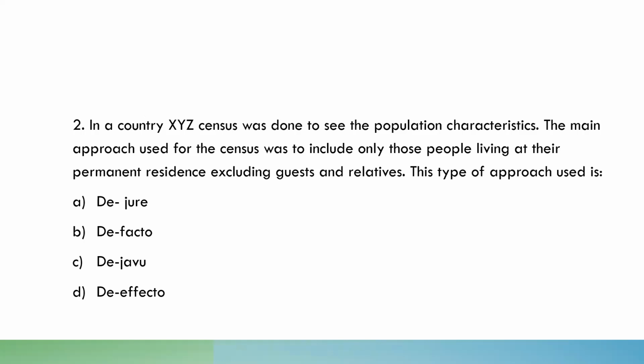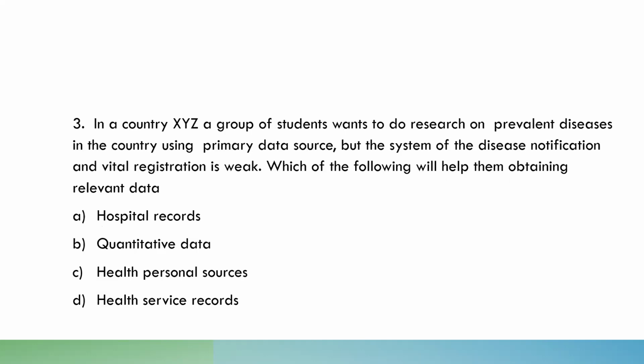In a country XYZ, a census was done to see the population characteristics. The main approach used for the census was to include only those people living at their permanent residence, excluding guests and relatives. This type of approach used is de jure or de facto? Yes, the answer is A, de jure, in which guests and temporary or visiting people at the residence are not included in the census.